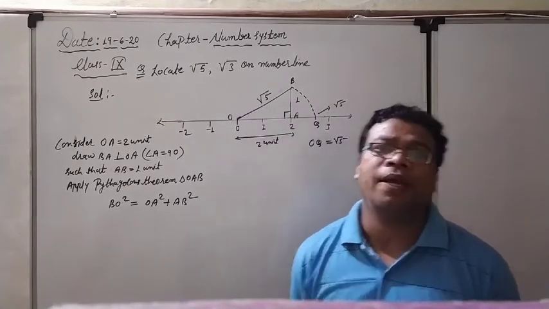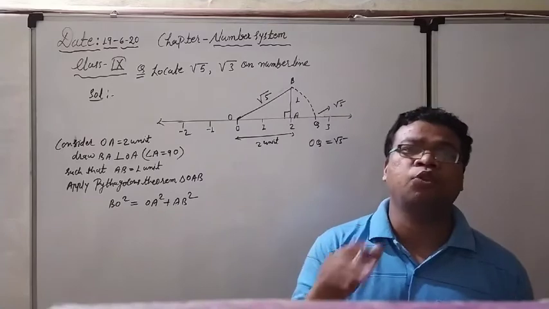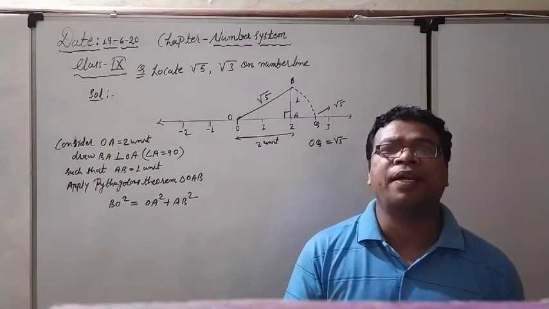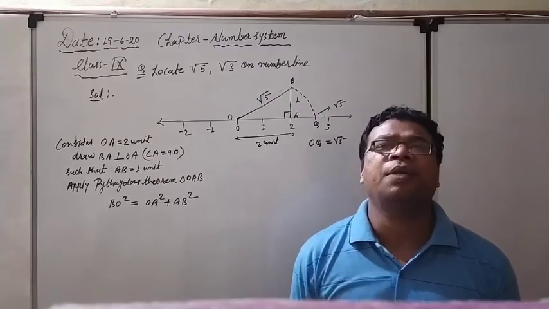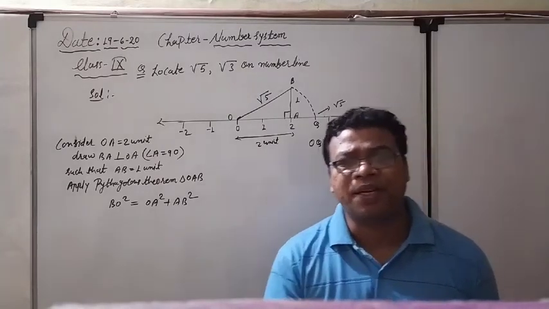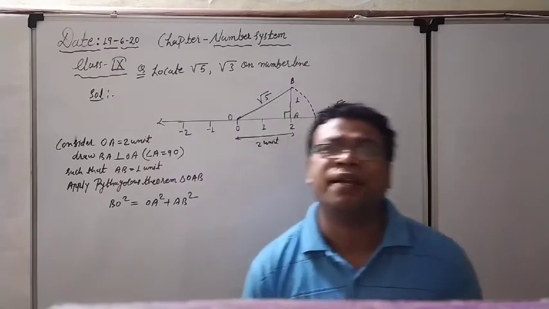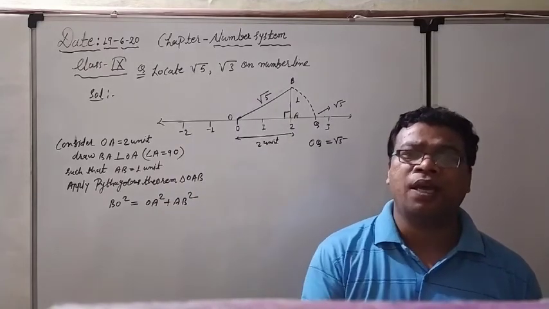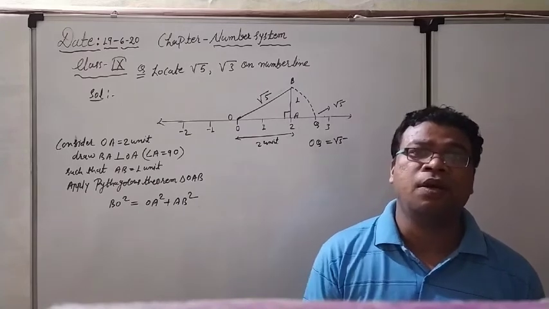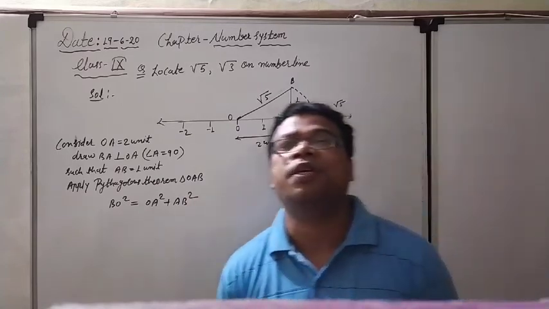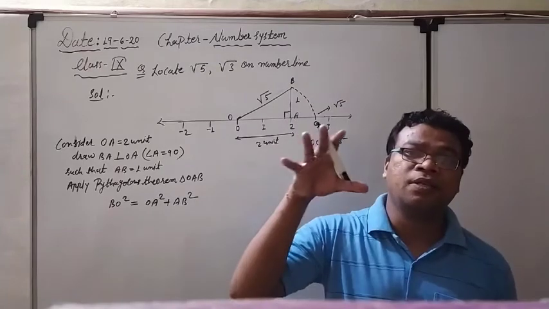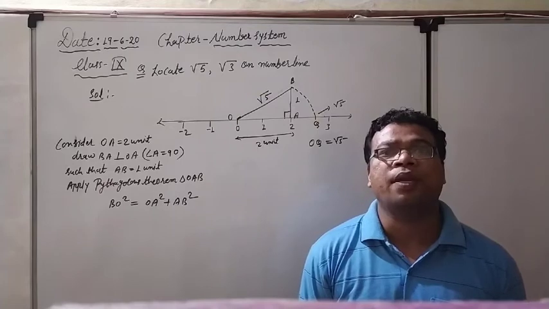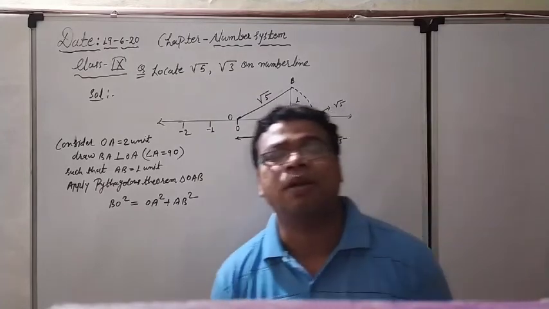So we all know that all the positive square roots might be either rational or irrational numbers. If they are perfect squares, they are considered rational numbers, and if they are not perfect squares, like root 3, root 5, they are irrational numbers. So right now our main concentration is how to represent non-perfect squares, which are irrational numbers, on the number line.